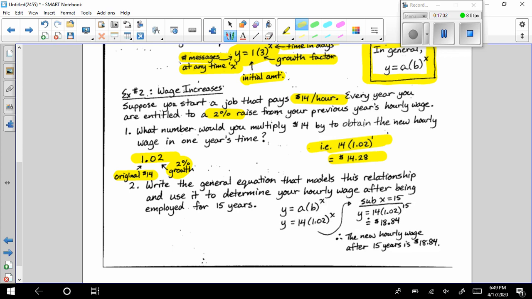It said here, write the general equation that models this relationship and use it to determine your hourly wage after being employed for 15 years. Well, I've started with the general formula for exponential functions. I've subbed in my initial amount, which is the $14. Here's my base, and x is present in the equation as well. So there's the general equation for this situation. And now subbing in an x value of 15 gives a new hourly wage of $18.84 after working for 15 years.